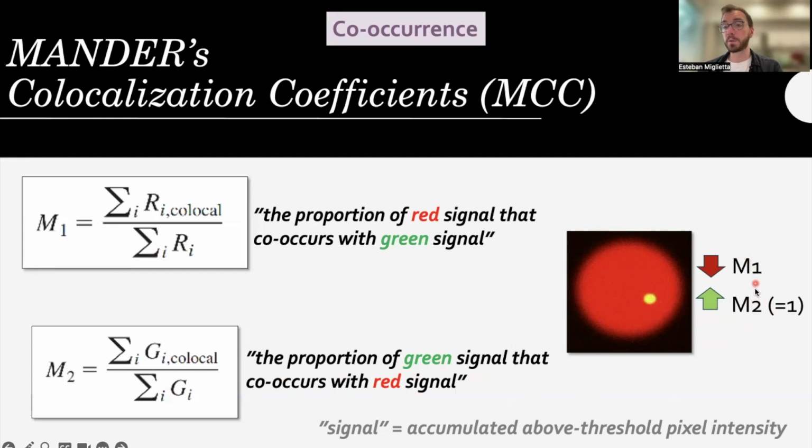So these two are informative of two different things. Depending on what you're interested in, you can report one or the other or both. Of course, M1 and M2 depend on which channel you're calling 1 and which channel you're calling 2. So that's something else you have to clarify.